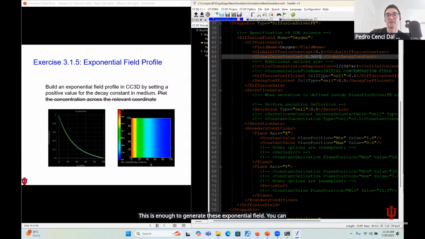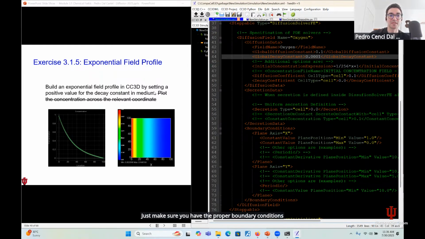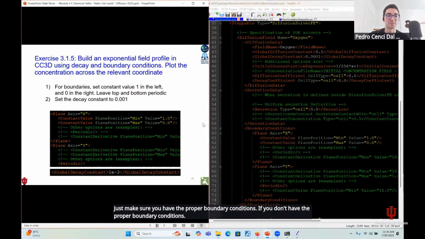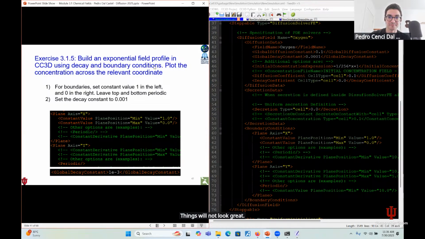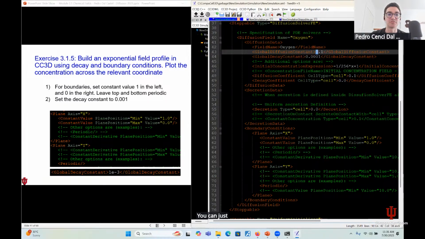You can keep the initial concentration expression the same. Just make sure you have the proper boundary conditions. If you don't have the proper boundary conditions, things will not look great. And if you don't have the proper initial concentration expression, this is not a problem. You can just set a very high diffusion constant, something like 10. And why don't I do that right now? So set a very high diffusion constant there so that you see that the field changes much quicker and then you achieve your steady state profile quicker.